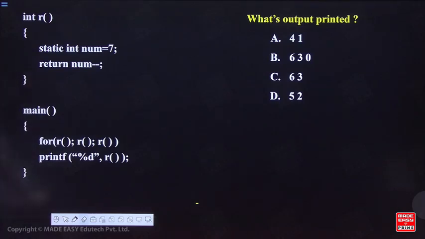Pavan Kumar, that will not be there. Only 2 semicolons will be there in the for loop. What is this question? Look at the syntax of the for loop.